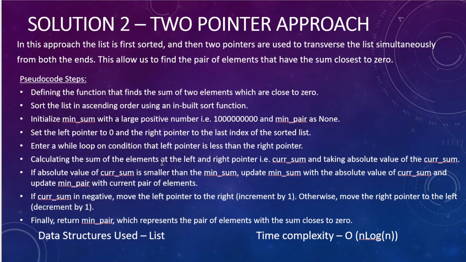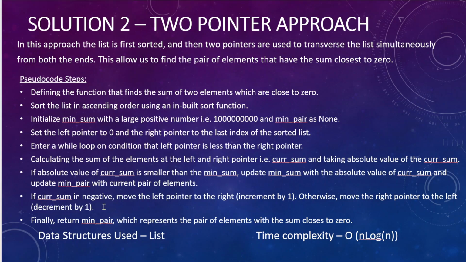calculate the sum of the elements at the left and the right pointer, that is the current sum, and take the absolute value of the current sum. If the value of the current sum is smaller than the minimum sum, then we update the minimum sum with the absolute value of the current sum and update the minimum pair with the current pair of elements.